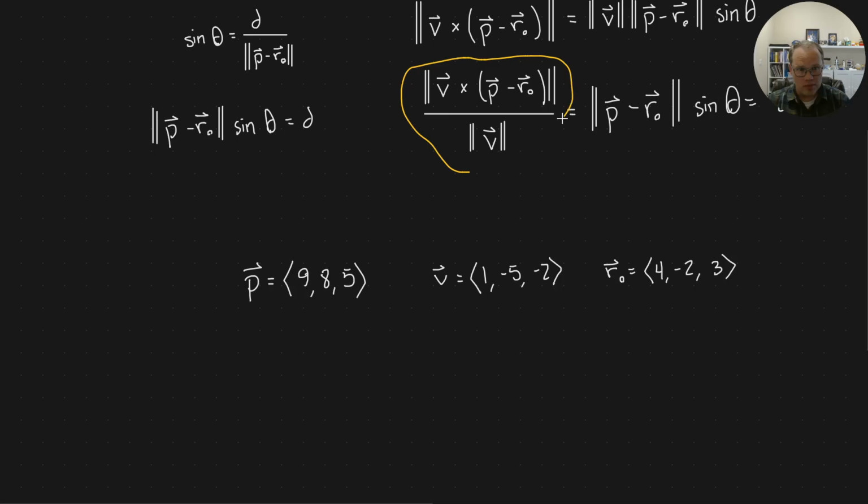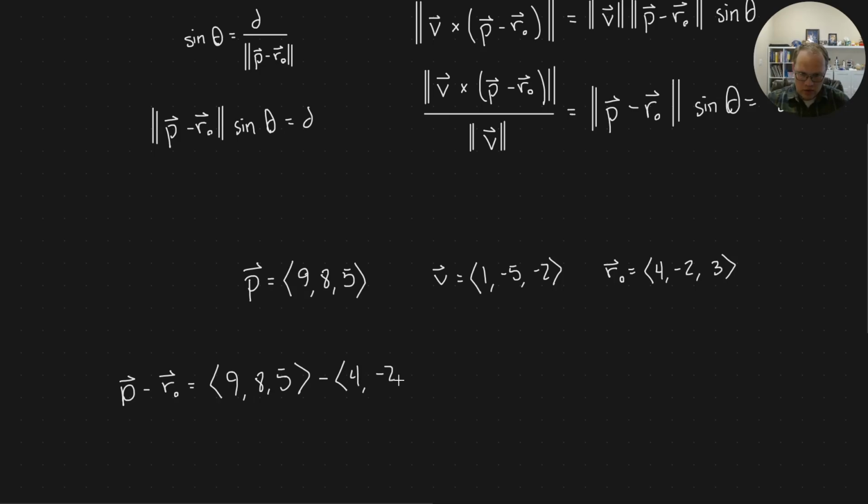I just need to plug into this formula that we found together. All right. So on top, I'm first going to need to subtract r naught from vector p. So p minus r naught is 9, 8, 5 minus 4, -2, 3. I get 5, 10, 2. Okay, and then now I want to take the cross product of v and that difference vector that I found.